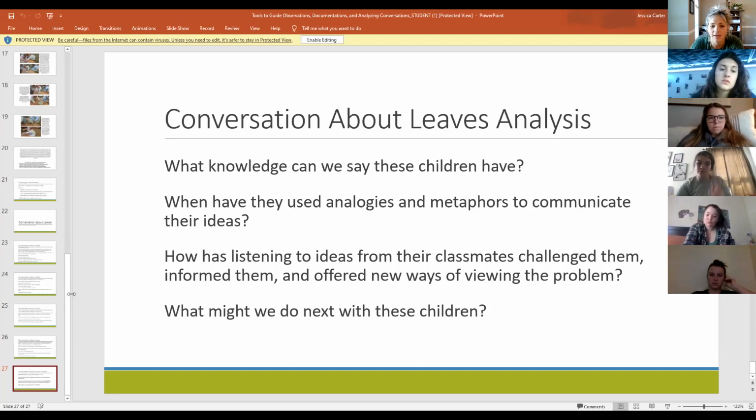And so what might we do next with these children? If we think about taking this observation piece and applying it, expanding it into our interactions with children, what would be something that we might do to build upon this conversation if we were teachers in a classroom in the fall with these children? I would say maybe find a book about leaves to read, like at story time or something. Certainly always good to bring in shared reading experiences and to find literature that relates to what the children are thinking about. What else might we do?